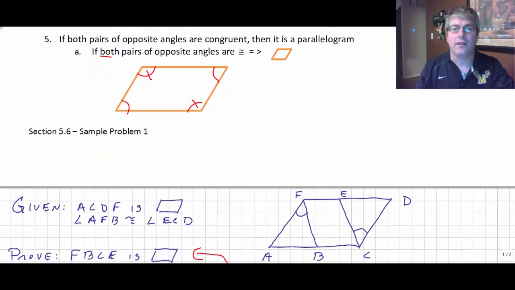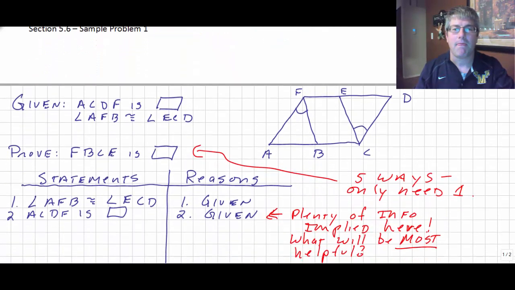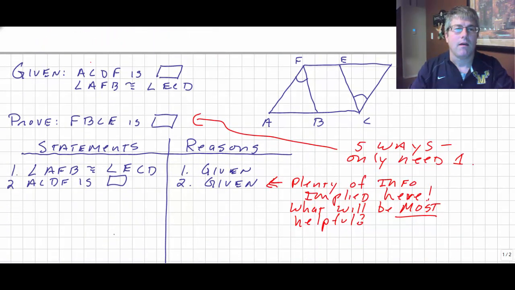So let's take a look at a sample problem here. We're given that ACDF is a parallelogram. So ACDF, this whole big thing, is a parallelogram. And then we've got angle AFB is congruent to angle ECD. And now we want to prove that FBCE, this thing on the inside, is a parallelogram.